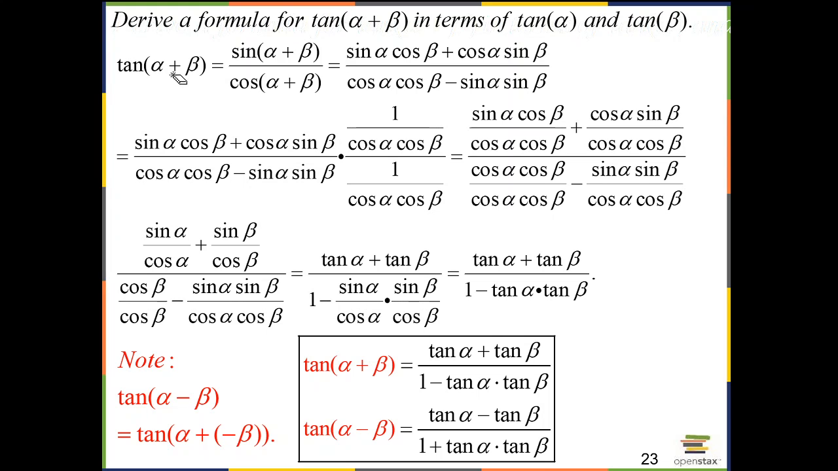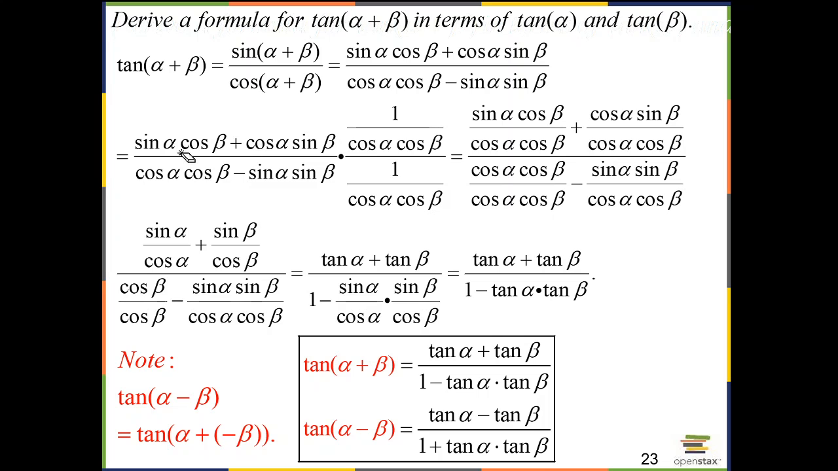So we know tangent alpha plus beta is sine alpha plus beta over cosine alpha plus beta. And we know what these are. We just saw the formulas. So we'll put them there. So that's the answer. But we don't want that. We want it to be in terms of tangent alpha and tangent beta. Well, to do that, we have to use, again, some trigonometric and algebraic acrobatics here, right?